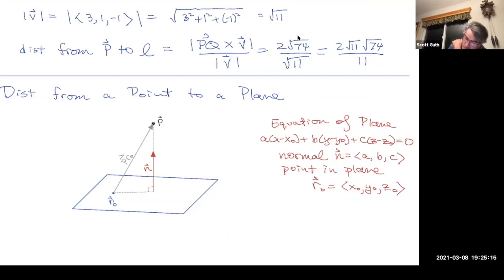Okay, so the distance I want is this one right here. Okay, so that's my distance. And then all you have to do is recognize that if you take the shadow of PR naught onto N, that's it. So that would be the comp. I don't want a vector, I want the scalar. Remember, comp gives the scalar. So I want the N component of PR naught. I'm going to put a little subscript to say I want the N component, meaning the part of PR naught that points in the N direction.